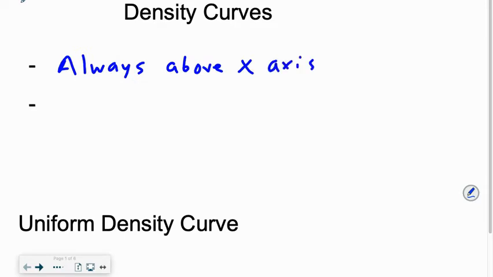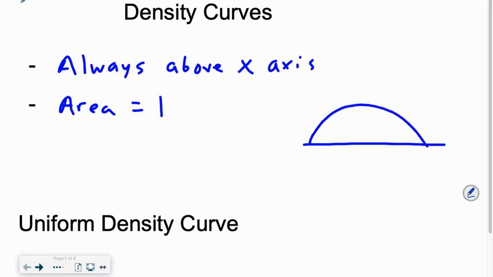Today we're going to cover the big ideas from chapter 2, section 2 in your book. So first big idea is density curves. Density curves are always above the x-axis, and they always have an area of 1. So a density curve can look anything like you want, just above the x-axis, and the area underneath is 1.